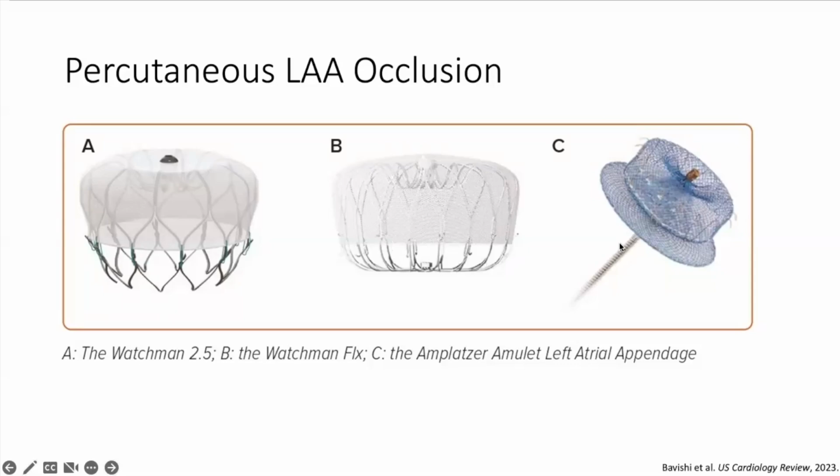C, the Amulet device, is actually based on the device that's used in closing ASDs and PFOs. So they borrowed the same technology towards occluding the left atrial appendage. And it's a device that has two components. So it has a disc and a lobe that's used to occlude the left atrial appendage.